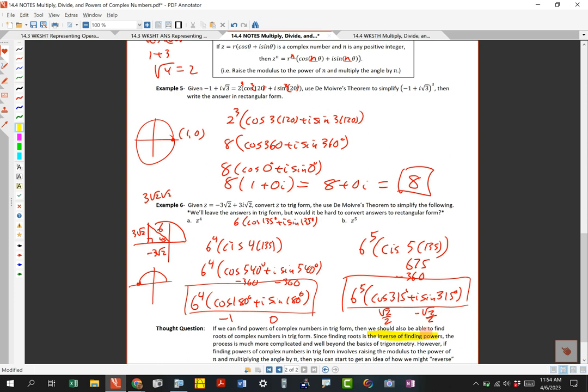Now, here's what's more complicated about this. Zach has the general idea of how you'd find roots of complex numbers in trig form. The problem is, just like when you take square roots, if you put a square root in a problem, what else do you have to put in there? You have to put in the plus or minus, right? That means there's two answers. So if you're finding a cube root, there's actually 3 cube roots. If there's a fourth root, there's actually 4 fourth roots. And finding those is not horribly complicated. It's got some really cool properties, but that's the basic idea.